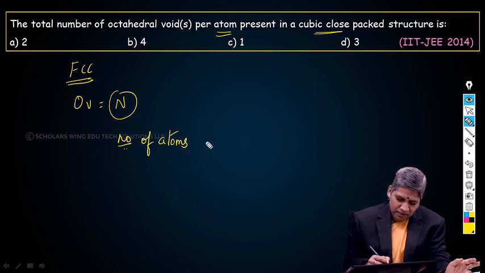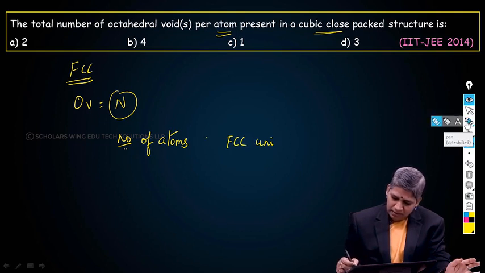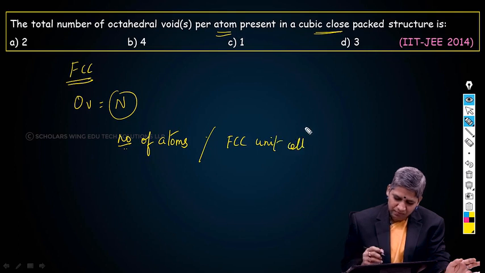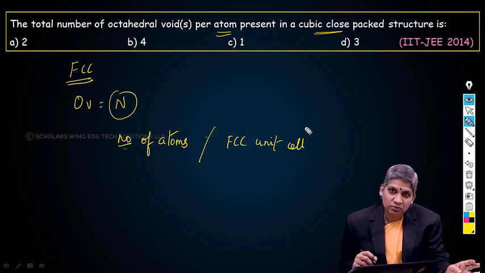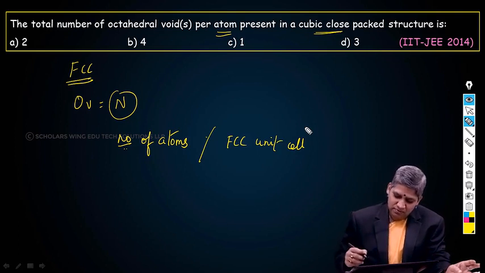Number of atoms where? In one FCC unit cell. Or you can say per FCC unit cell. How many? This also you know it's 4, isn't it? Do you remember?